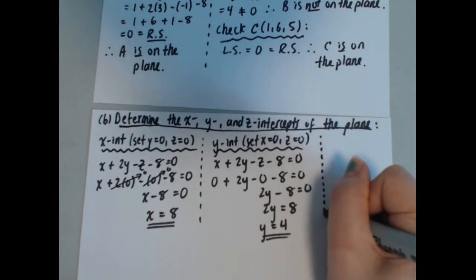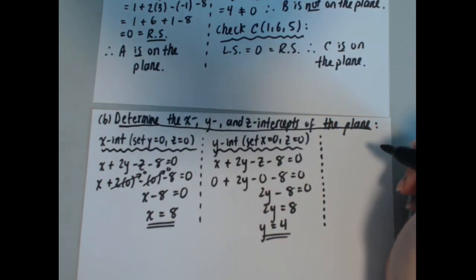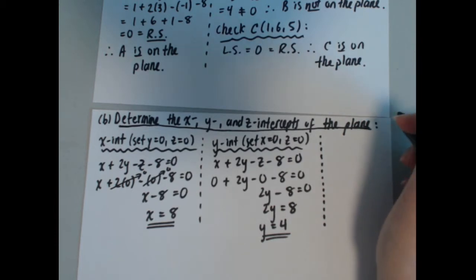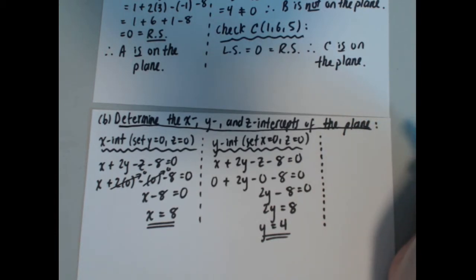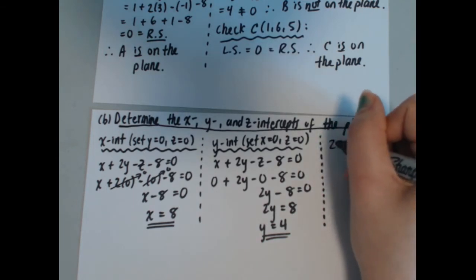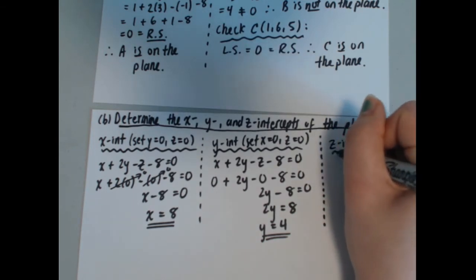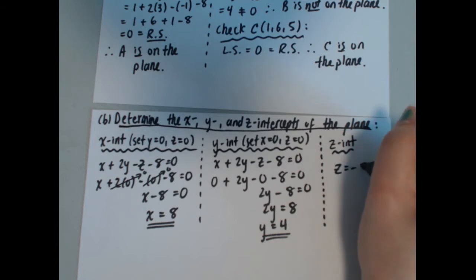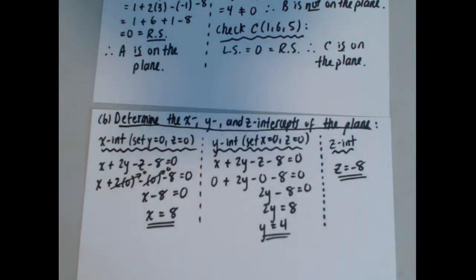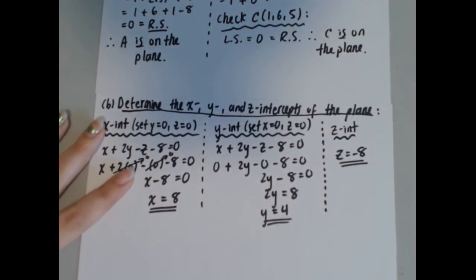Now, I'm sure you can see that it's going to be the same steps to find the z-intercept. You're going to set x equal to 0, y equal to 0. Pause the video for a second and figure out what the z-intercept is. Okay. After your calculation, you should find that the z-intercept is z equal to -8. Okay. So that's part B.